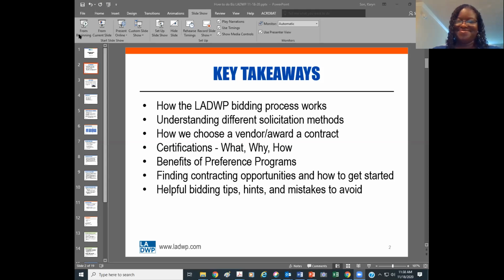So I'm going to share my screen and let's see, I can do this. Okay, let's see. I am so not good at this technical stuff, but let's see. Is this working? It is working. Okay, so here we go.